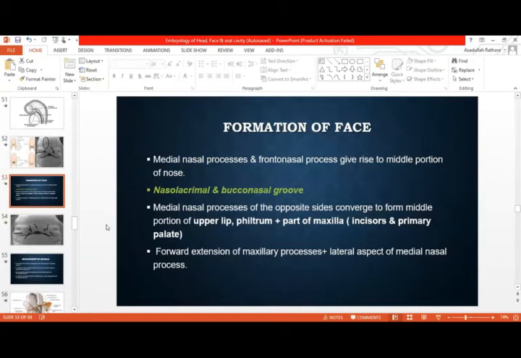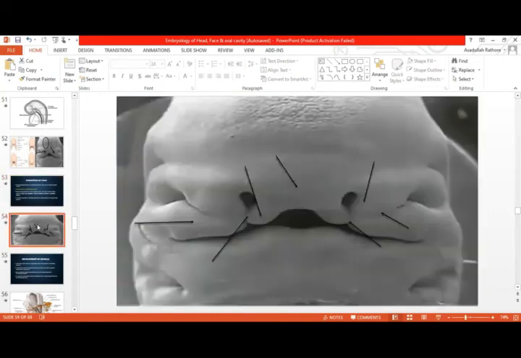Now all these grooves and prominences, medial nasal prominence, frontal prominence and also the maxillary prominence, these have developed. Now what is going to happen is that you will see the different regions of the face developing from these prominences. So we have discussed that medial nasal process and the frontonasal process will give rise to the mid portion of the roots of the nose, and the medial nasal process of opposite side will converge to form the middle portion of the face that includes the upper lip, philtrum and part of the maxilla, okay.